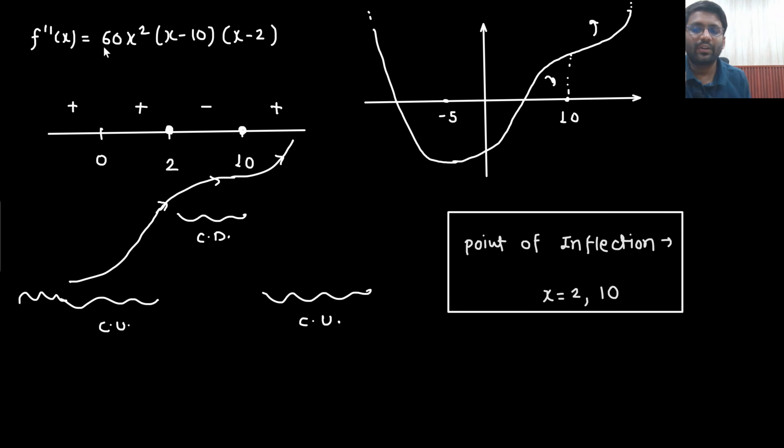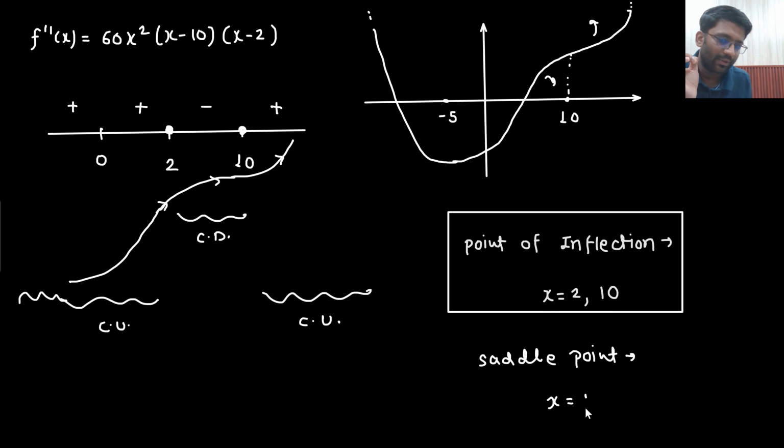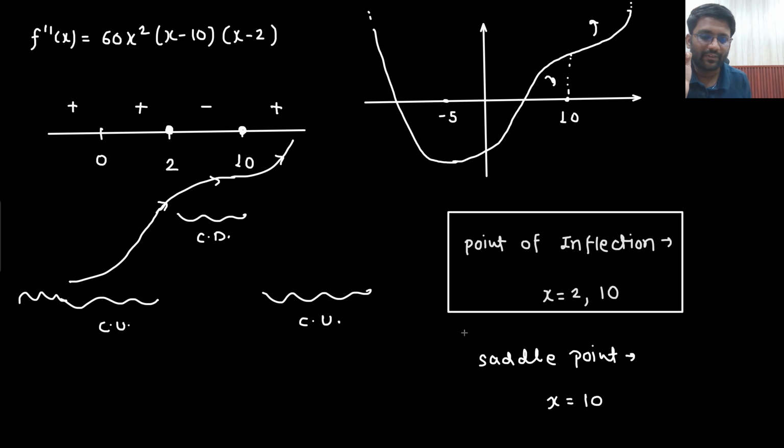For saddle point, you don't care about d2y by dx2. For saddle point, I care only about f dash x, and in f dash x, what I got to know is that there is only one point where it is neither maxima nor minima. So, this particular point is x equals to 10. This particular point is neither maxima nor minima. That means f dash x is not changing its sign. That means this is the saddle point. Is the definition correct to you?